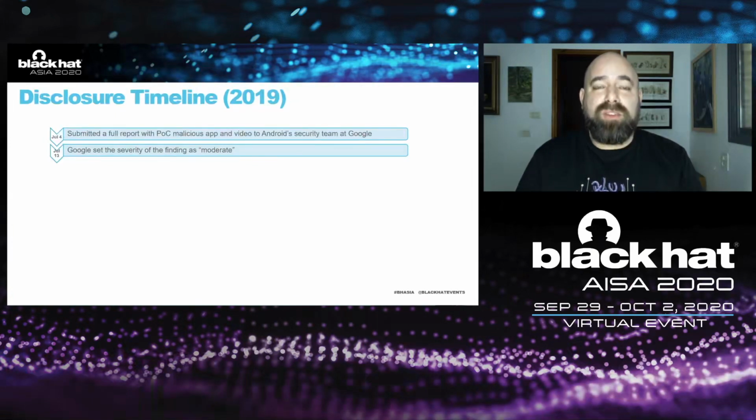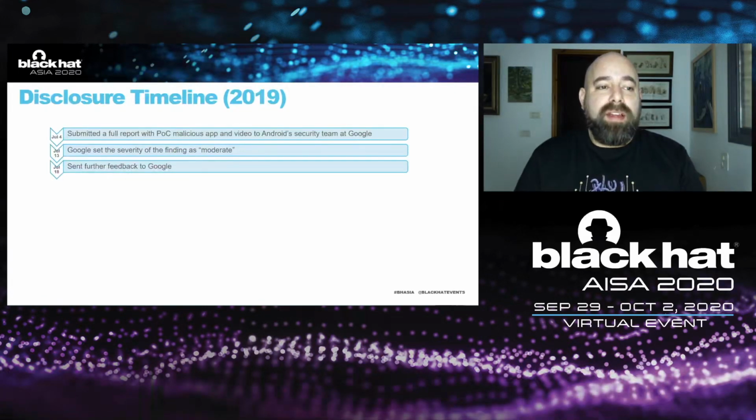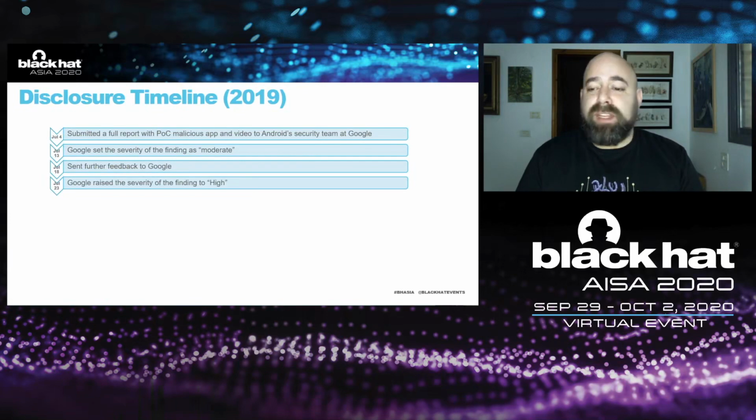When it's high, they do everything they can to fix it as quickly as possible, and we wanted that. So what we did is we created the demo that you all just saw, and sent it with further feedback to Google, explaining exactly why we believe that this is much more serious than a moderate issue. Google acted very quickly and raised the severity of the finding to high, and from that point on, we had a dedicated team working with us and updating us with every change that they made.